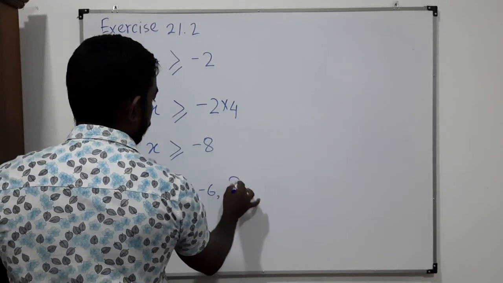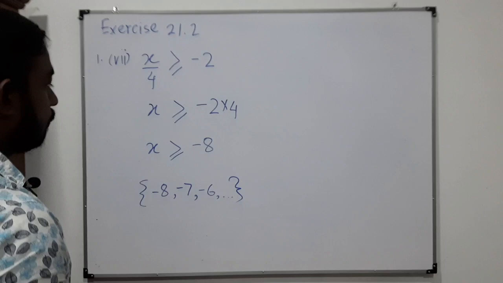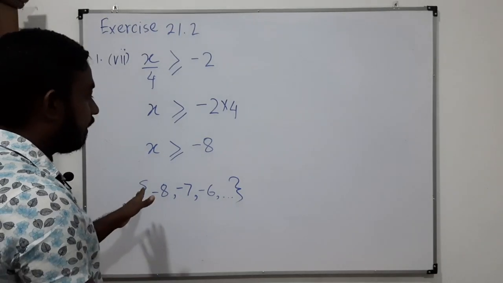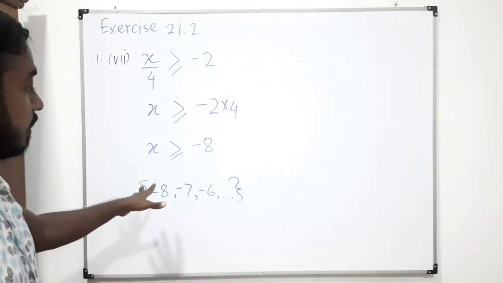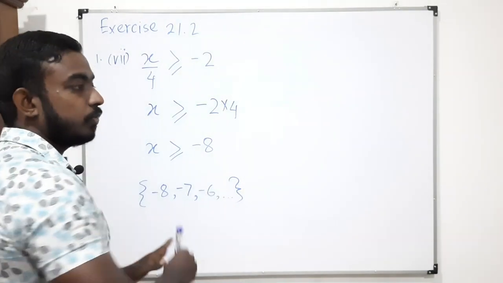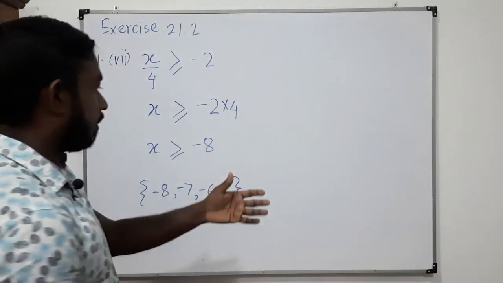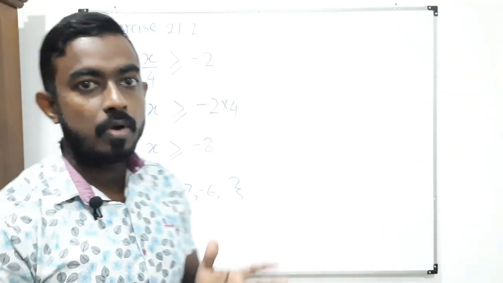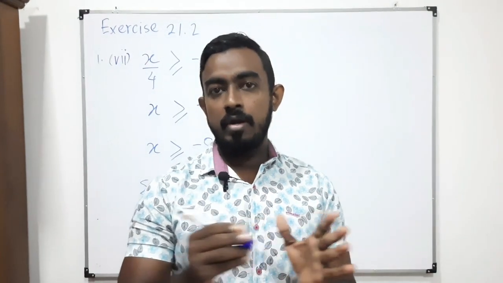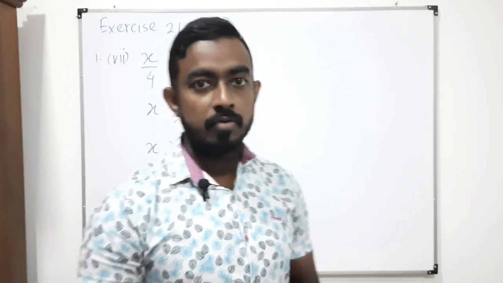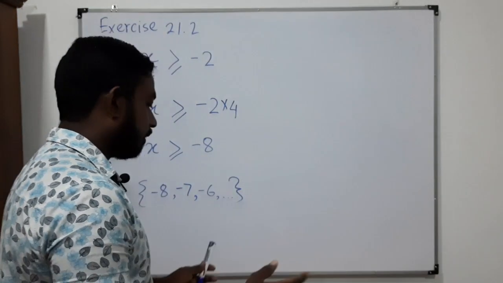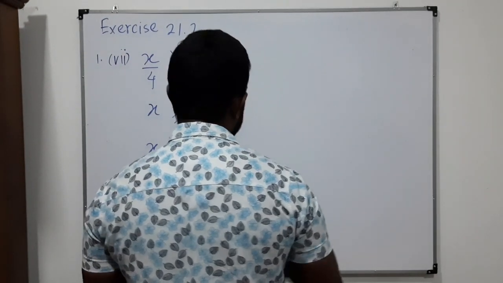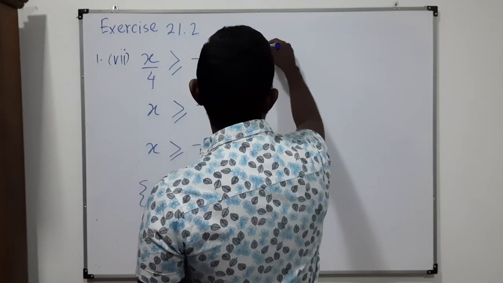Likewise, it may continue. So you know that on a number line, when you move to the right side, there will be greater values. So you have to imagine a straight line and write down the values which are on the right side. Okay, let us do another question. This time I am going to choose Roman number 8.